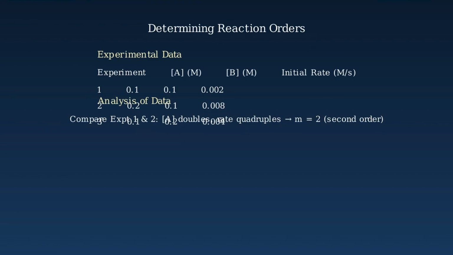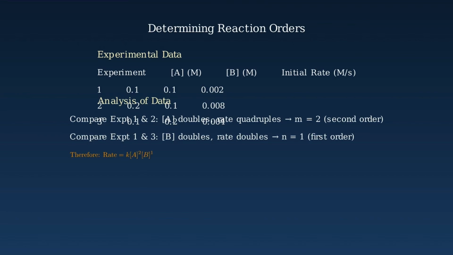From experiments 1 and 2, we see that when we double the concentration of A, the rate increases by a factor of 4. This indicates that the reaction is second order with respect to A. From experiments 1 and 3, we see that when we double the concentration of B, the rate doubles as well. This indicates that the reaction is first order with respect to B. Therefore, our rate law is rate equals k times [A] squared times [B].